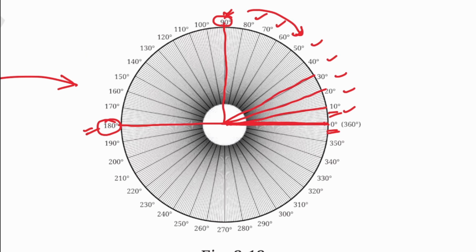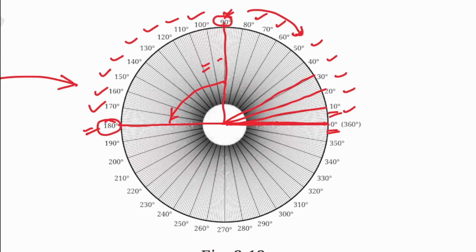Angles greater than a right angle but less than a straight angle are called obtuse angles. That is 100, 110, 120, 130, 140, 150, 160, 170. And the smaller angles within it, that is 91, 92, 93, like that up to 100, 101, 102, 103, up to 110 here. Similarly, many angles are there within.